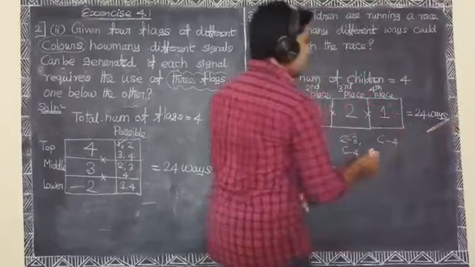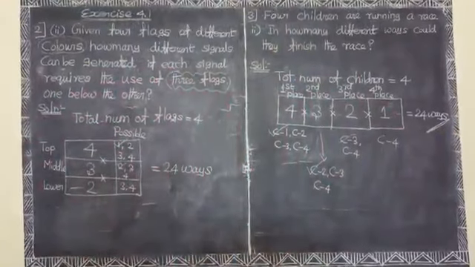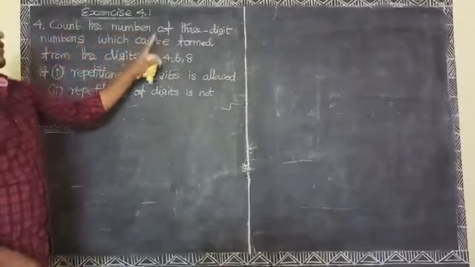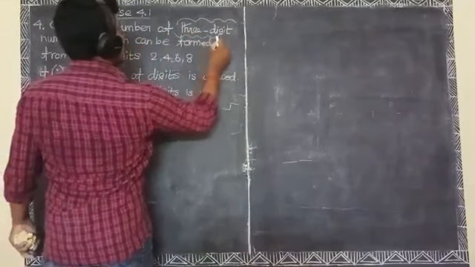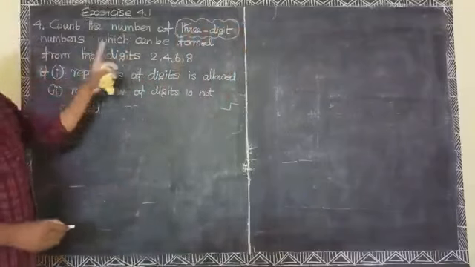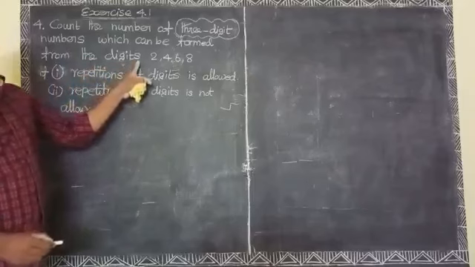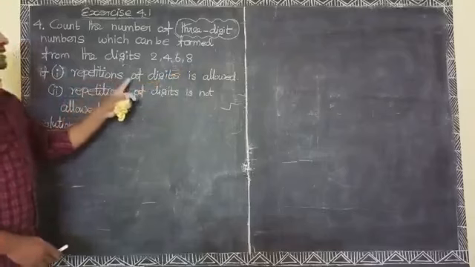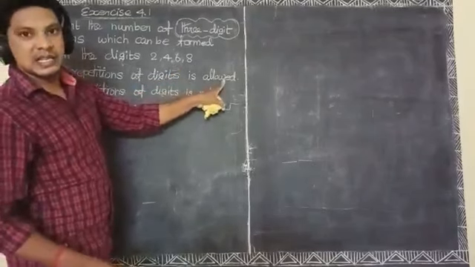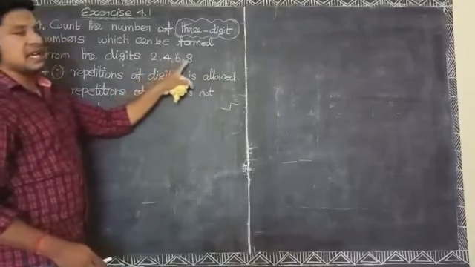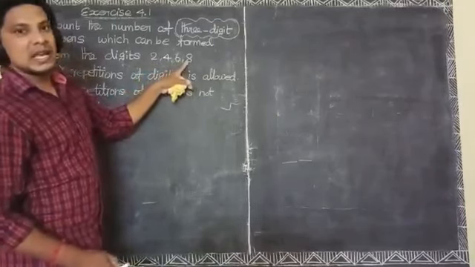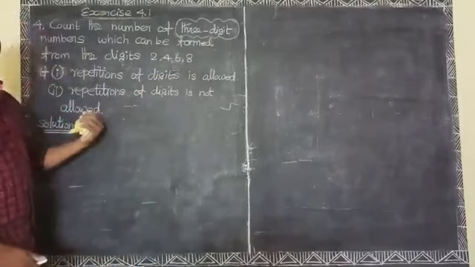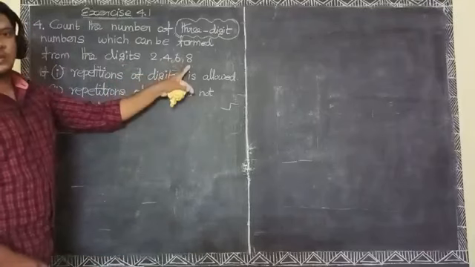Then next, question number 4: count the number of 3-digit numbers which can be formed using the digits 2, 4, 6, 8. In the first subdivision, repetition of digits is allowed, meaning the digits 2, 4, 6, 8 can be used more than once. In the second, repetition of digits is not allowed, meaning each digit is used only once.